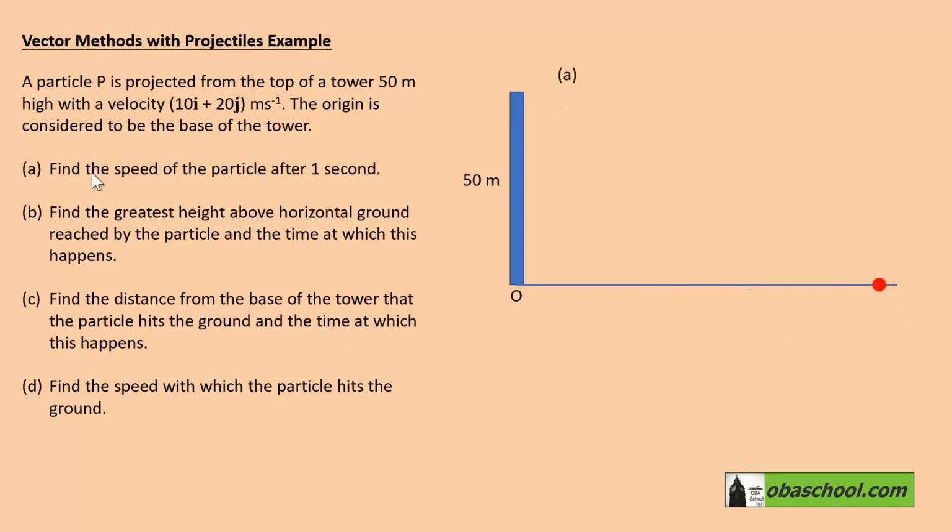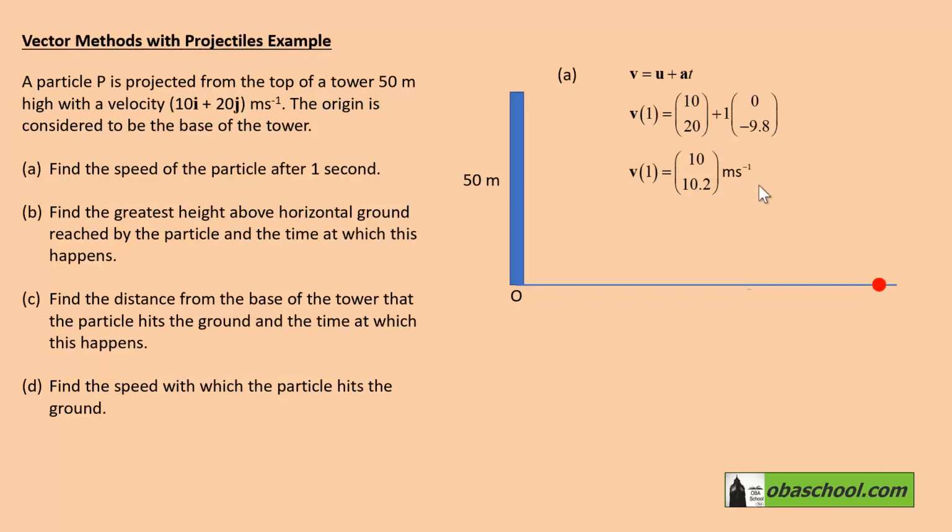So in part A, we want the speed of the particle after 1 second. For that, we can use v = u + at. So v at time 1 is going to be the initial velocity, (10, 20), plus 1 times (0, -9.8). Remember, a particle that's doing projectile motion is moving freely under gravity. And so that gives me (10, 10.2) meters per second.